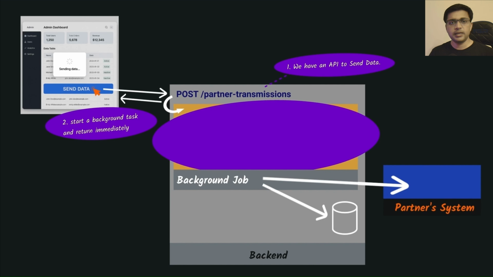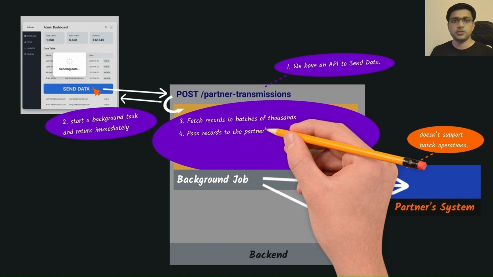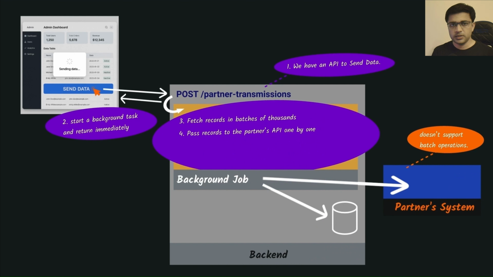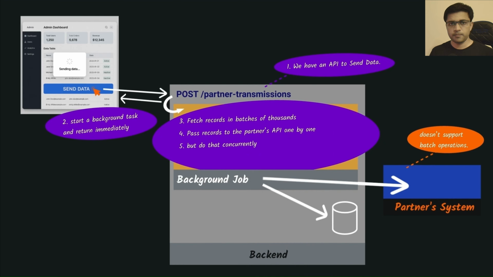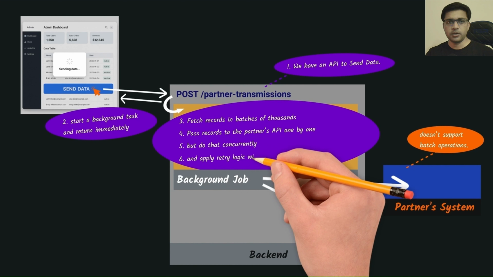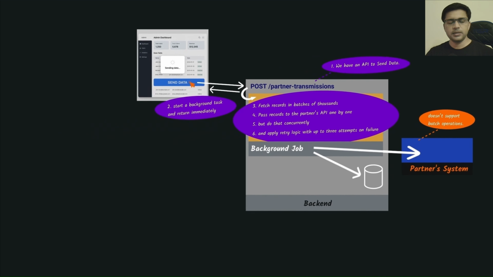Since we may have a large number of records to send, we will process them in batches of thousands. Each record will be passed to the partner's API. However, since the partner's API doesn't support batch operations, we will have to send the records one by one. But we will use a certain level of concurrency to improve throughput. And while sending data to the partner's API, we will also implement retry logic, up to 3 attempts in case of failure, to improve fault tolerance and reliability. Let's implement this.